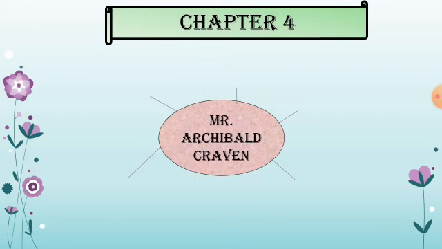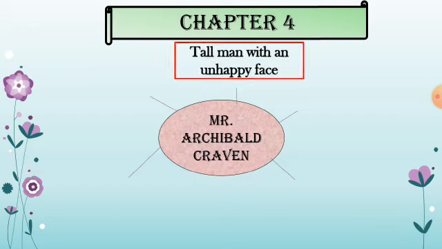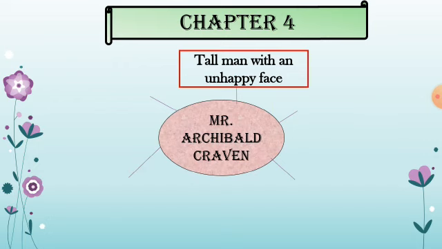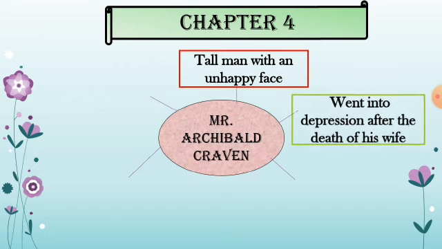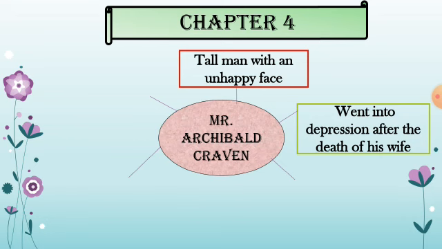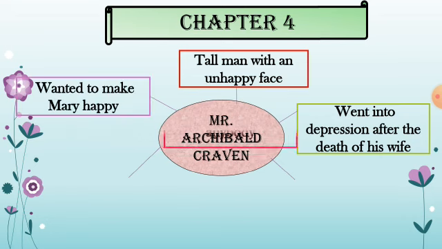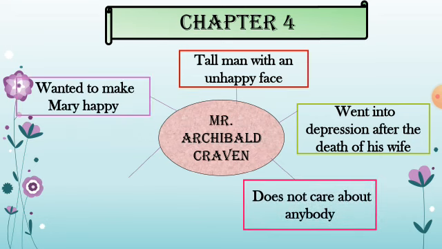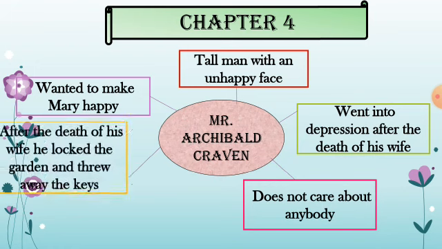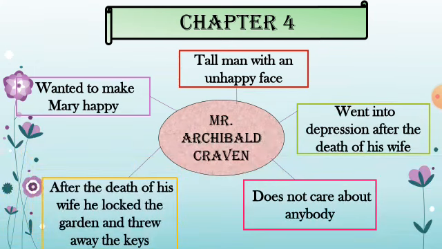Mrs. Medlock took Mary to meet her uncle, Mr. Archibald Craven, and we have been told about him that he was a tall man with an unhappy face. He went into depression after the death of his wife. He does not care about anybody, and after the death of his wife, he locked the garden and threw away the keys. But he wanted to make Mary happy.